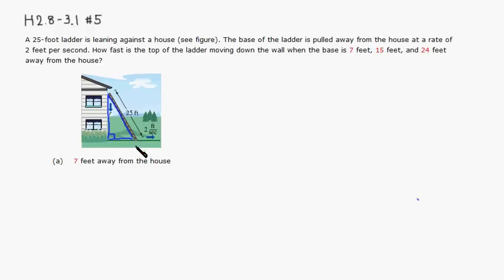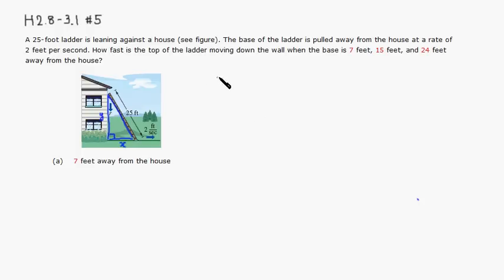Since the bottom of the ladder is pulled away at the rate of 2 feet per second, this is changing. So I'm going to call this quantity x right here. And then the quantity from the bottom of the house to the top of the ladder, I'm going to give y.